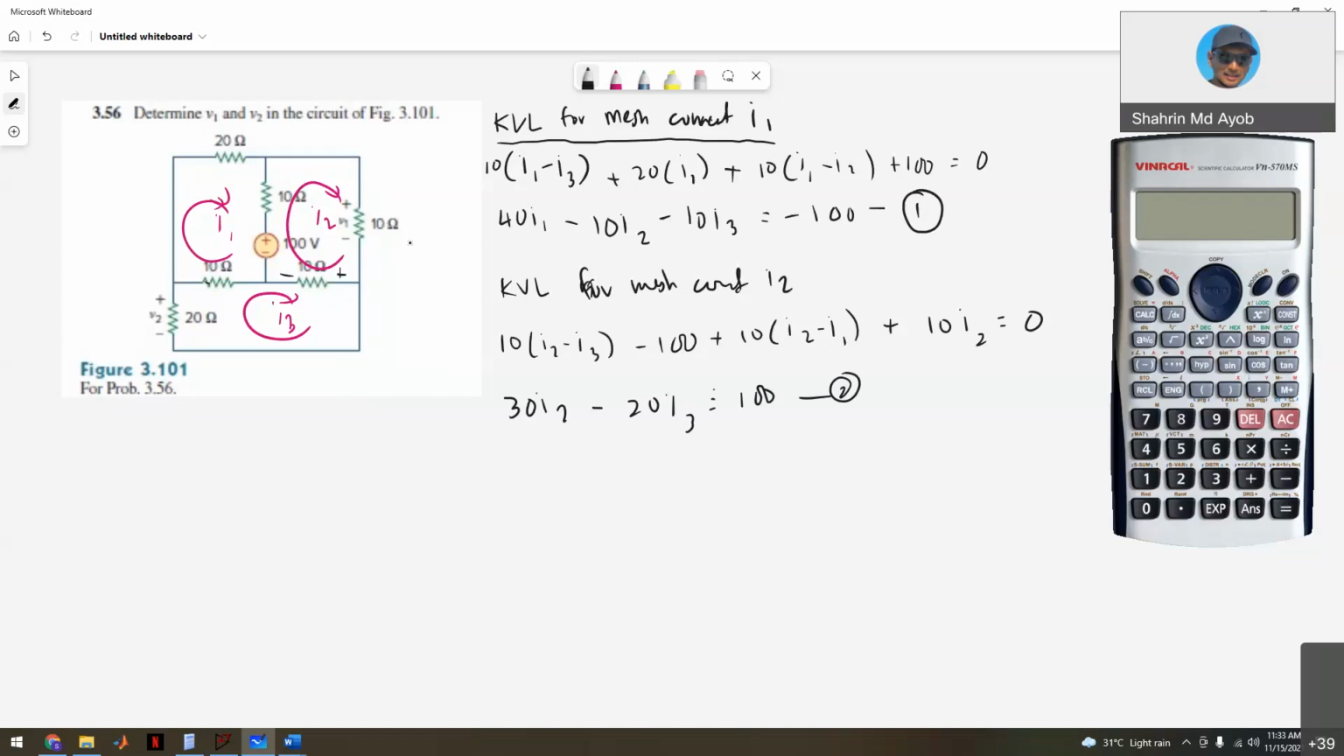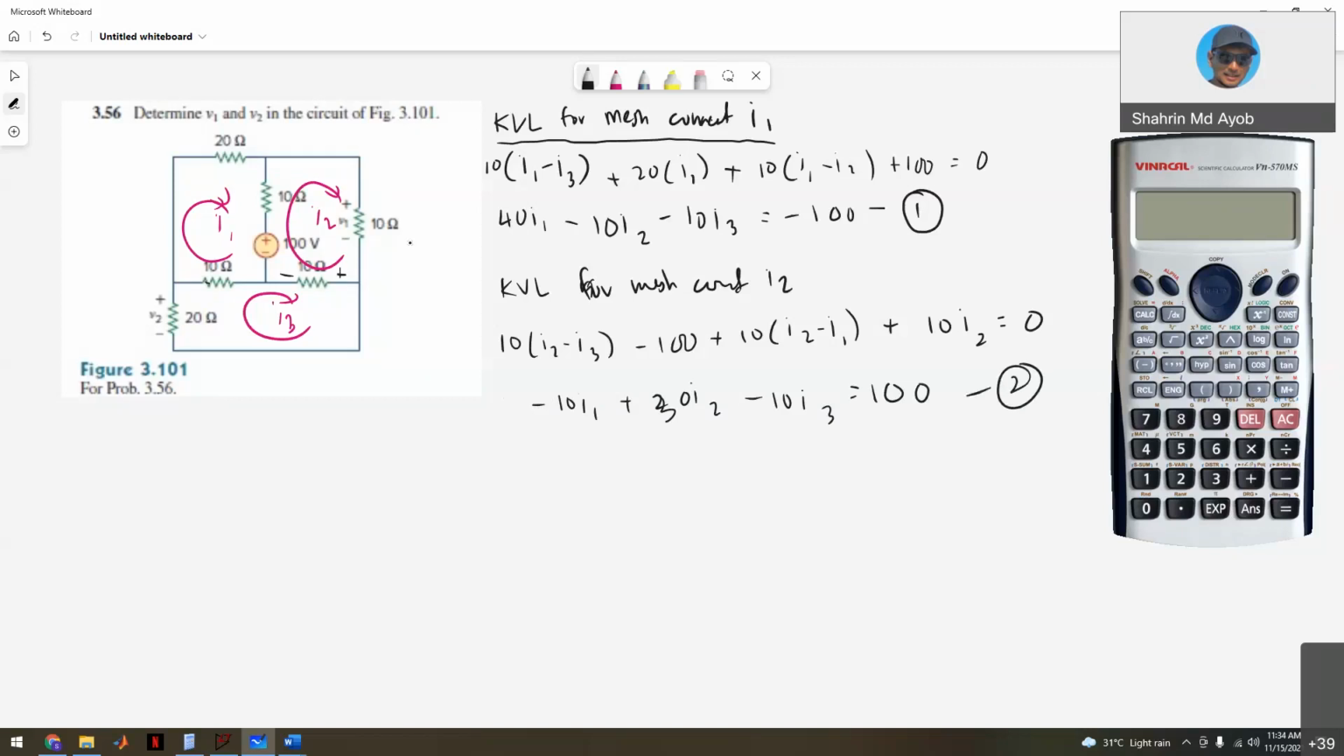Okay, I2 minus I1. So this one should be negative 10 I1 plus 20 I2. Sorry, 30 I2. And then negative 10 I3. So this one is 0, and this one is 100. So this is your second equation.